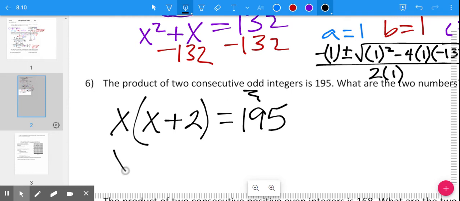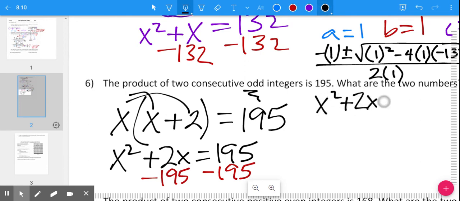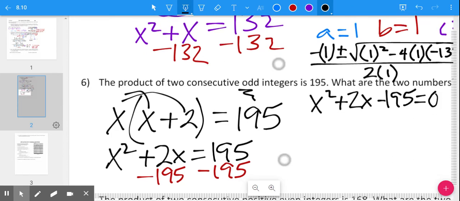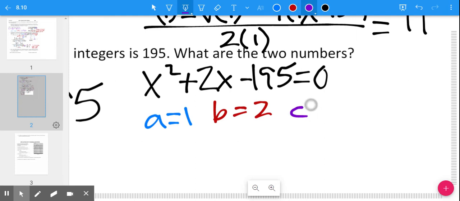So again, distribute the x and then subtract your constant to get this in standard form. And now that it's in standard form, you can label your A, B, and C. So A equals 1, B is 2, and C is negative 195.